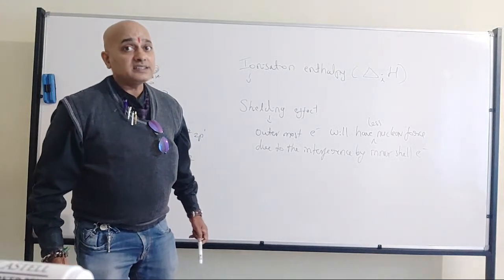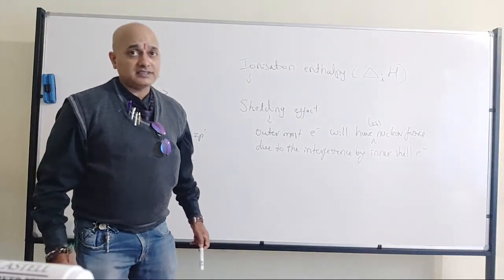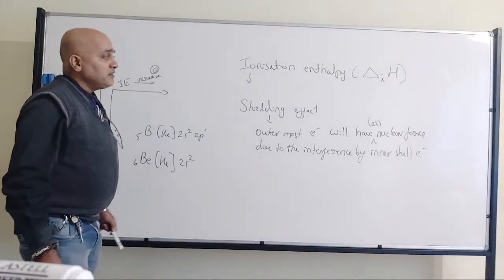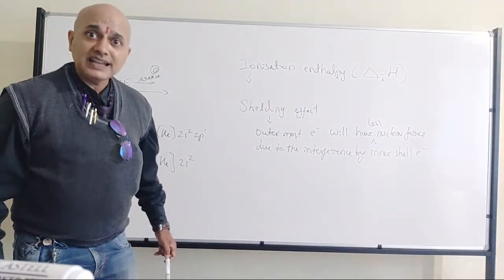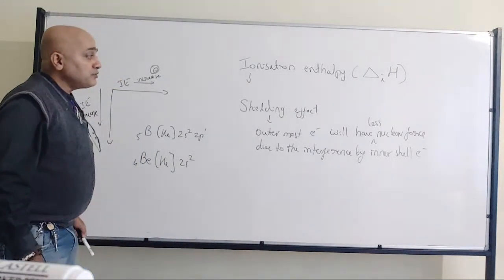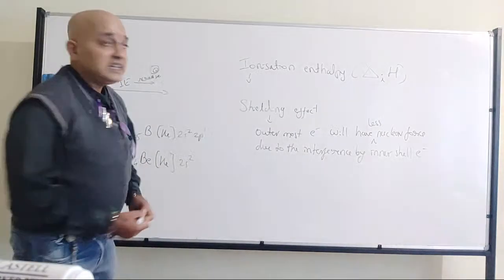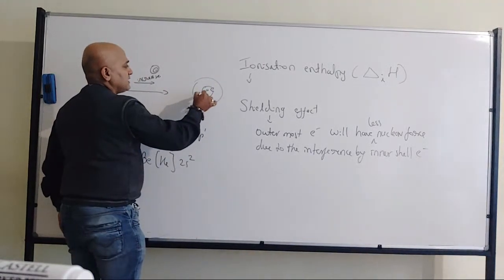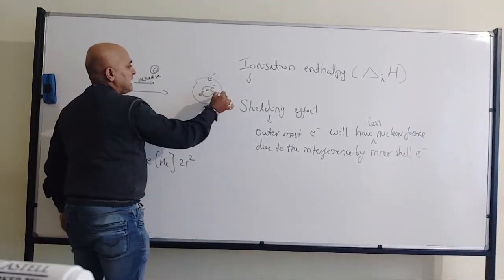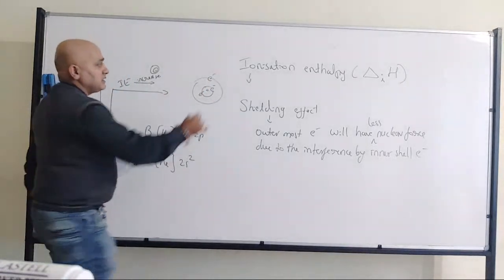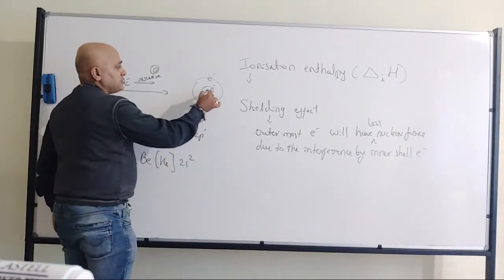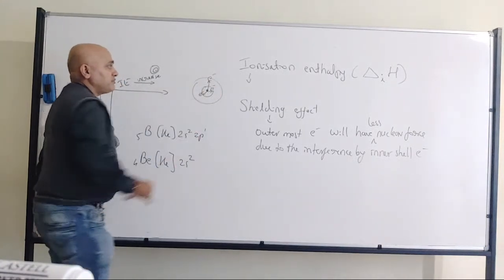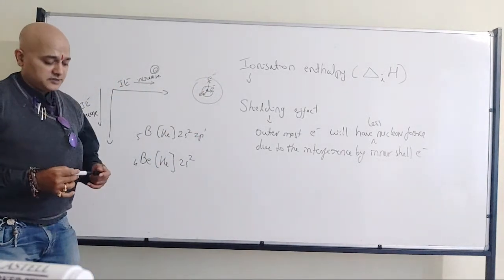Ions can be anions or cations. Here the outermost electron will feel less nuclear force due to the interference by the inner shell electrons. That's what we can see here. Electrons are there and we have one electron. Now this is the nucleus, which will have affinity for these two, and the same way it will have affinity for the outer electron also.